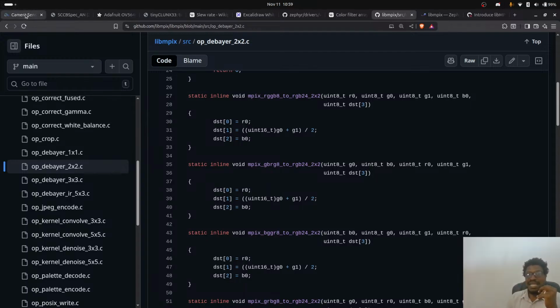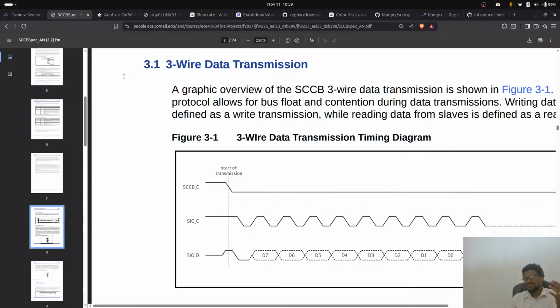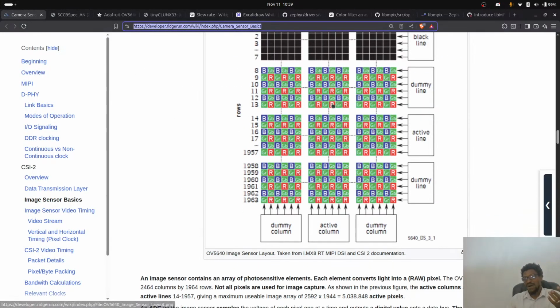Okay, but an image sensor and a camera sensor is not the same thing, because a camera sensor implies that you're getting an image out of it, and an image sensor just gives you a buffer. It just gives you a buffer out, if that makes any sense. Okay, so what is being shown here is how an image sensor works.